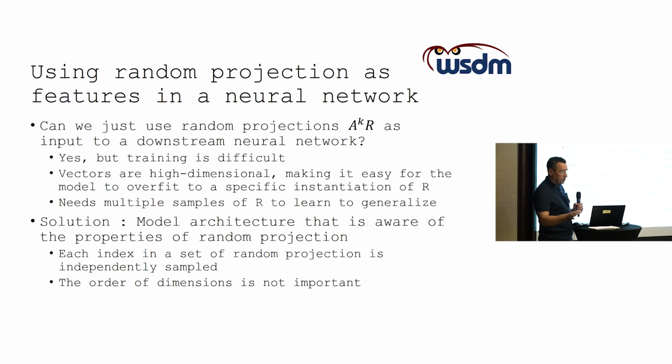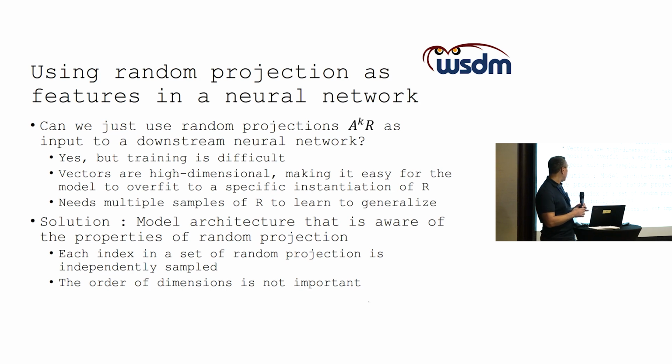But can we use the random projections directly as an input to the downstream model? Generally, it's not a good idea to use them in a general model architecture, as it will require a lot of instantiations of the random projections to make the model learn the generalizable features of the random projections rather than try to overfit to the artifacts of the particular instantiations it was trained on.